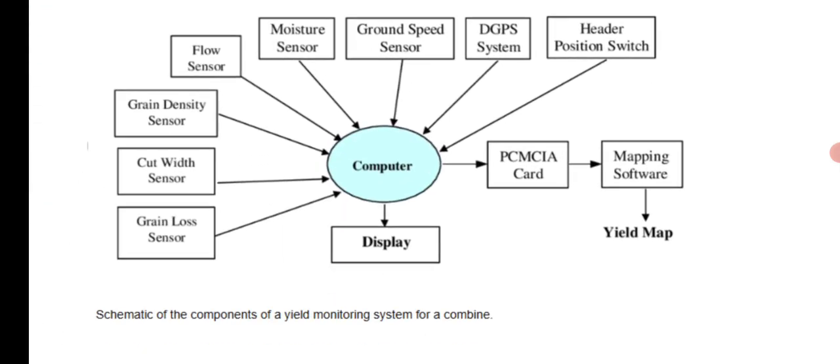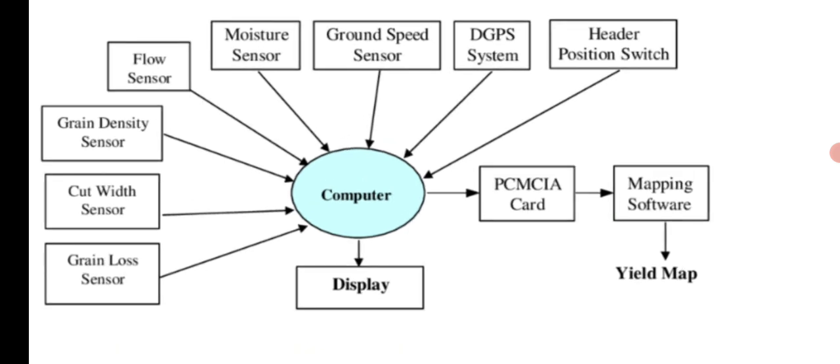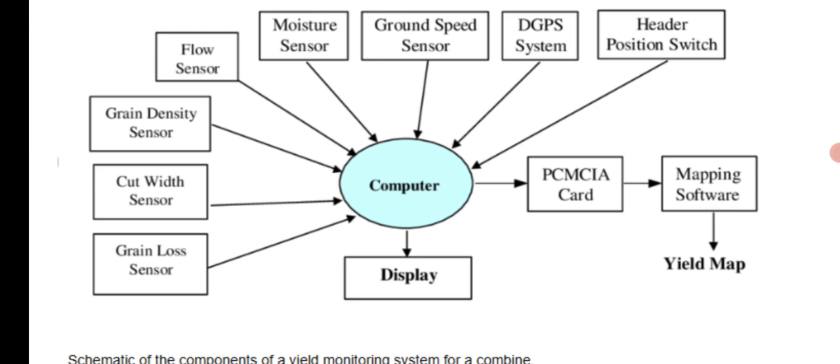So this is the overall architecture, the schematic components of a yield monitoring system. It can be connected to the computer: grain loss sensor, cut width sensor, grain density sensor, flow sensor, moisture sensor, ground speed sensor, DGPS system, header position switch, PCMCIA card, mapping software, and finally it can bridge through to the yield map. So all those sensors are connected by the personal computer.